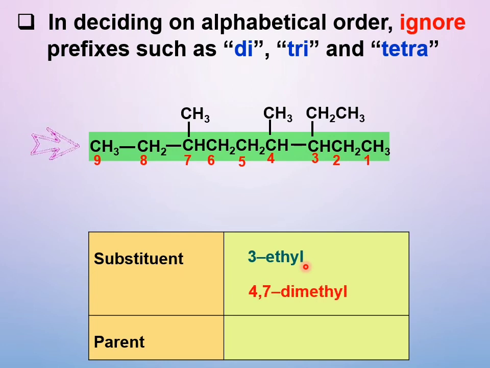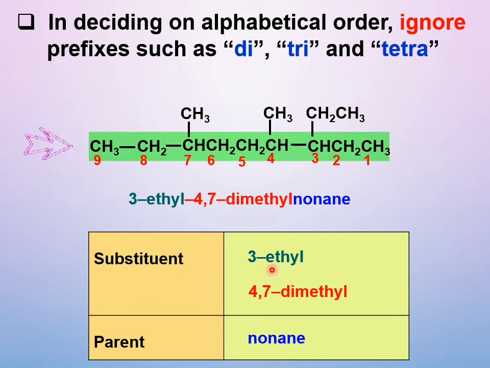Remember, you must assign a number to all the substituents. The parent is nonane. When we give the IUPAC name, we ignore the di. So which one should come first? We write 3-ethyl first, followed by 4,7-dimethylnonane, because E comes before M alphabetically.